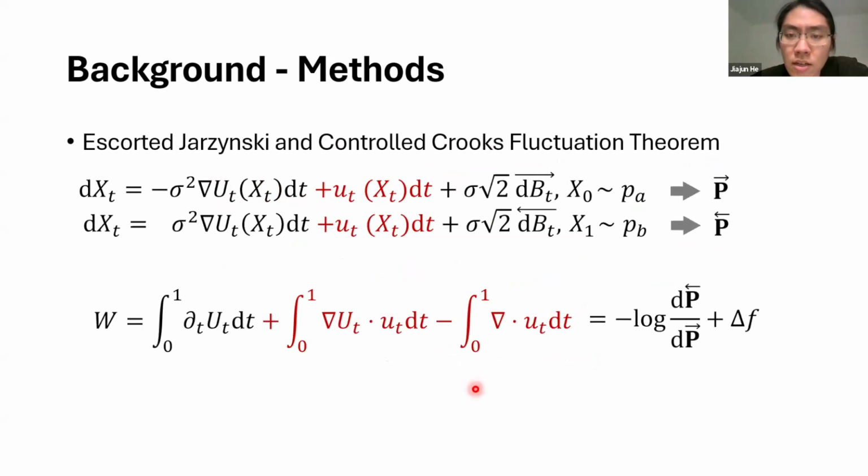And also there is a Crooks fluctuation theorem for Jarzynski. And for escorted, this also has a controlled version of the Crooks fluctuation theorem. It basically says that if you have a forward process, as we just saw for Jarzynski equality, we can also write down a backward process in this way. The only difference is that the control term is the same, and you change the sign to positive, and you simulate backward. And dt is also negative, right?